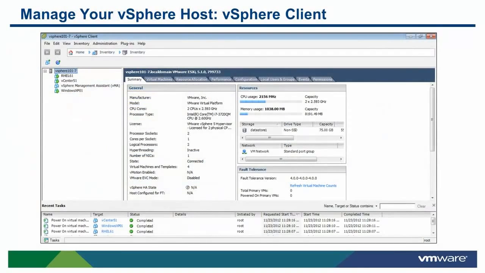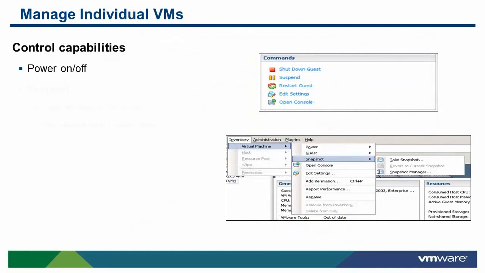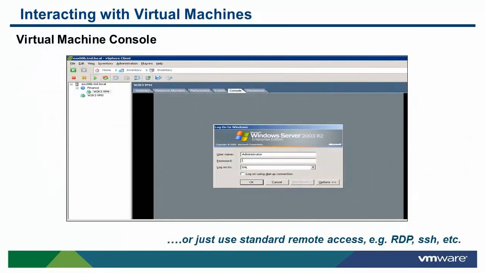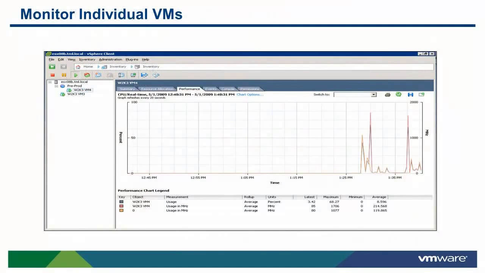The hypervisor host and the virtual machines are easily managed using the vSphere client. You have an inventory pane on the left and options for the selected inventory object on the right pane. Control the power state of the virtual machine, suspend it, or even take point-in-time snapshots of the virtual machine state. You can even use the vSphere client to access a virtual machine's console. Also access the many hypervisor host and virtual machine monitoring charts, including CPU, memory, network, and disk.